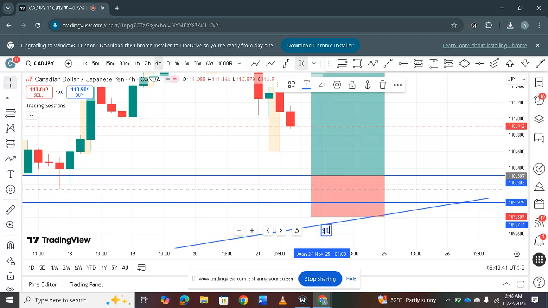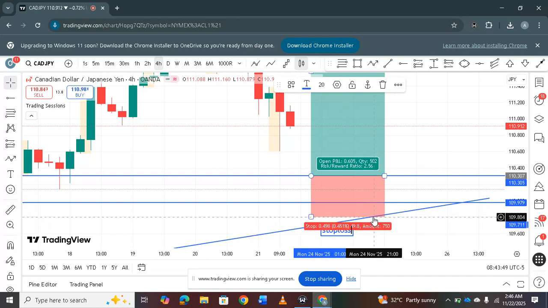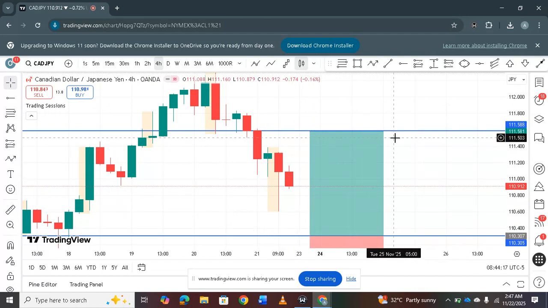Our stop loss is going to be 109.804. And our TP target on this one is 111.571.